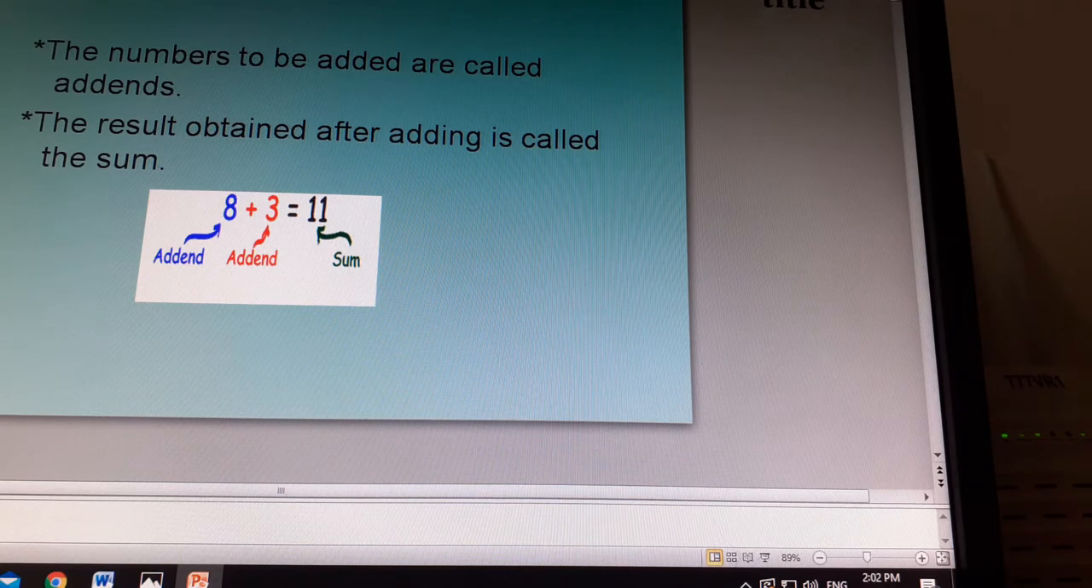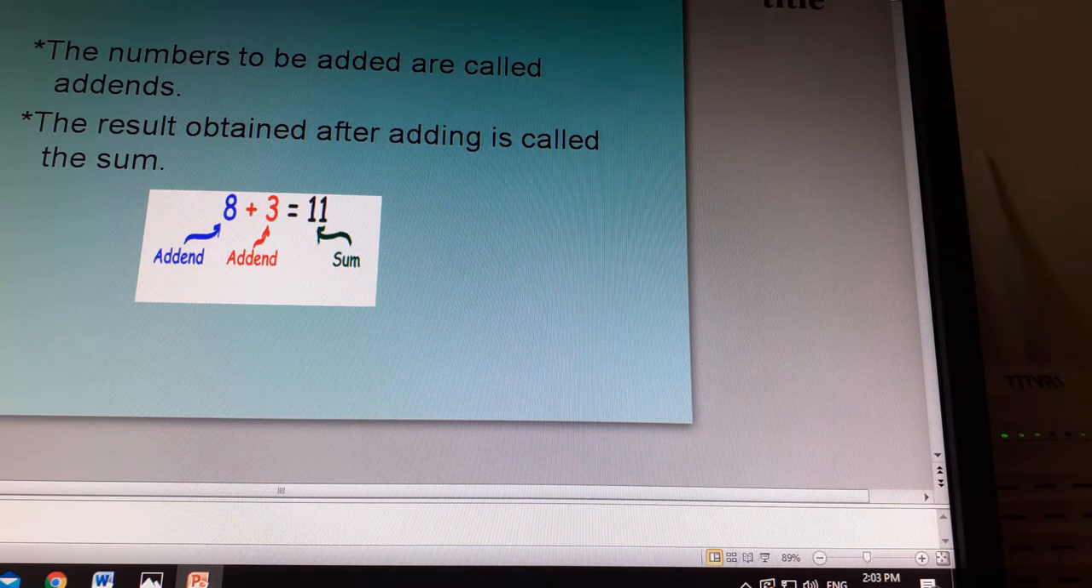In this example, you can see 8 plus 3 is equal to 11. It means 8 and 3 are both addends and 11 is the sum. Very good children. I hope you understand these two terms. Now again I am going to repeat: 8 and 3 are called addends and 11 is called the sum.